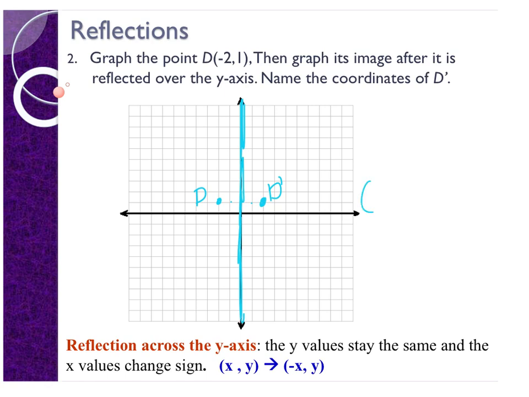So my coordinates for D prime would be 2, 1. So when we reflect across the y-axis, the y value stays the same and the x value changes sign. So here, it was negative 2, 1. My x went from a negative to a positive. My y stays the same.